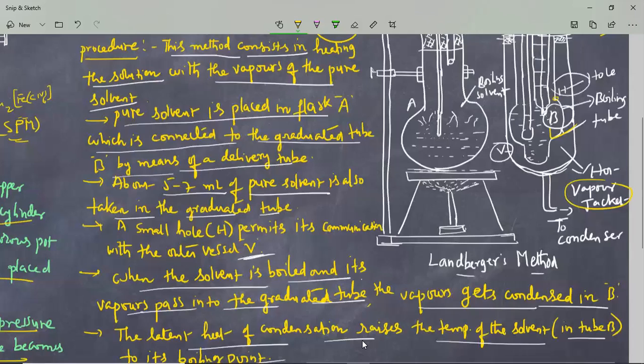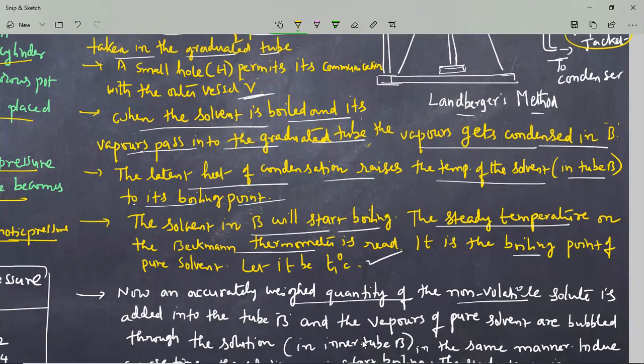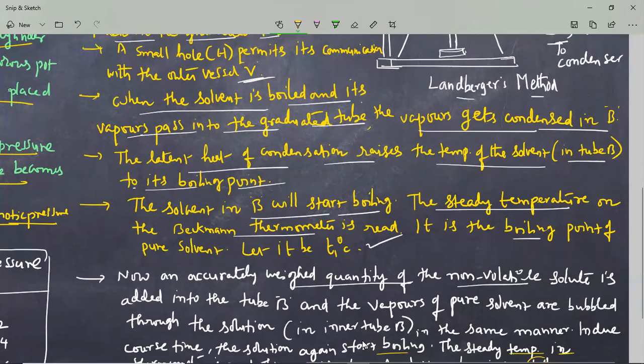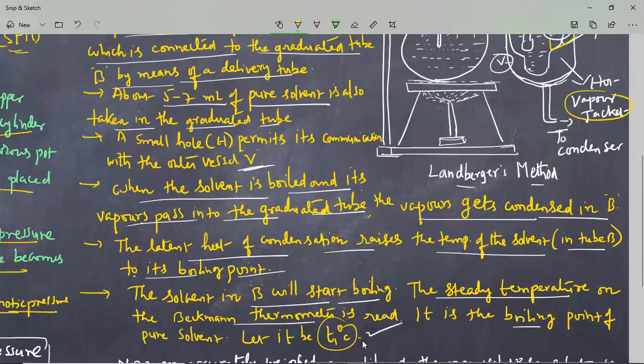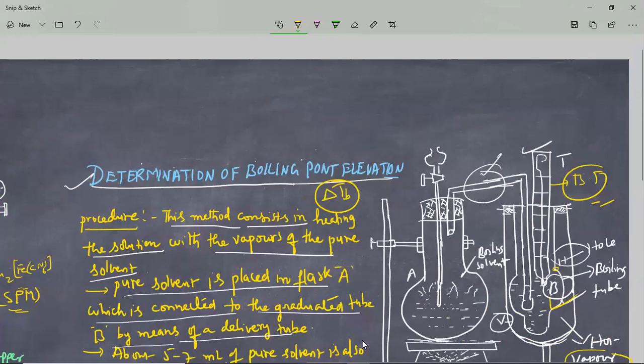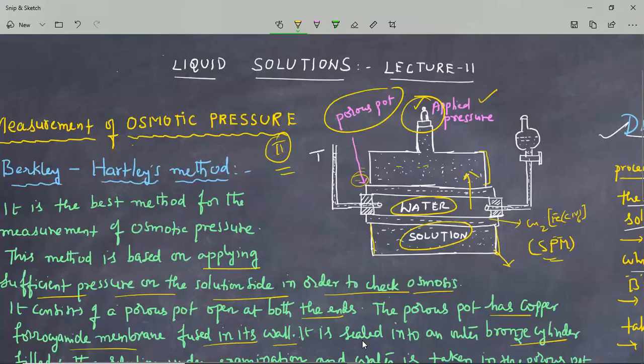So in this, the first stage is to determine the boiling point of the solvent. The second stage is to add some non-volatile solute into the solvent to make a solution, and that solution's boiling point will also be noted in the Beckman thermometer as T2 degrees. T2 is definitely greater than T1. That's why the difference T2 minus T1 is called boiling point elevation. Hope you understand what boiling point elevation is.